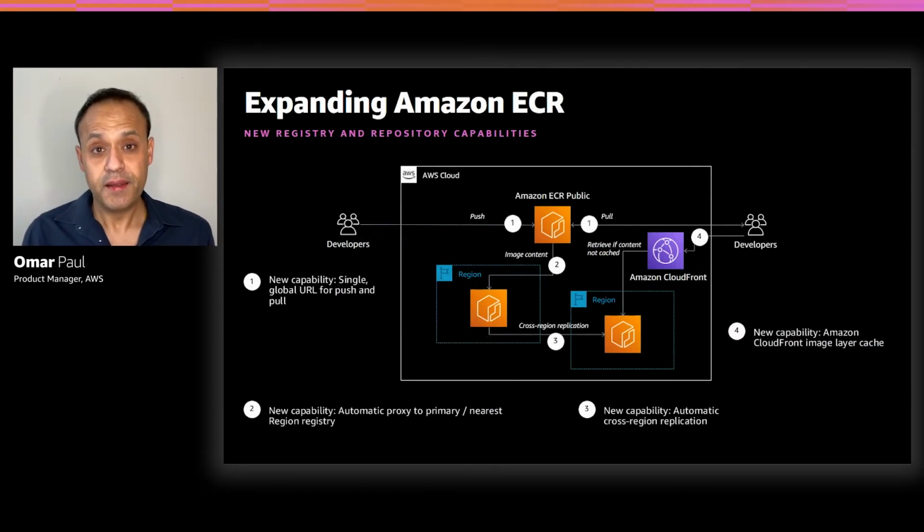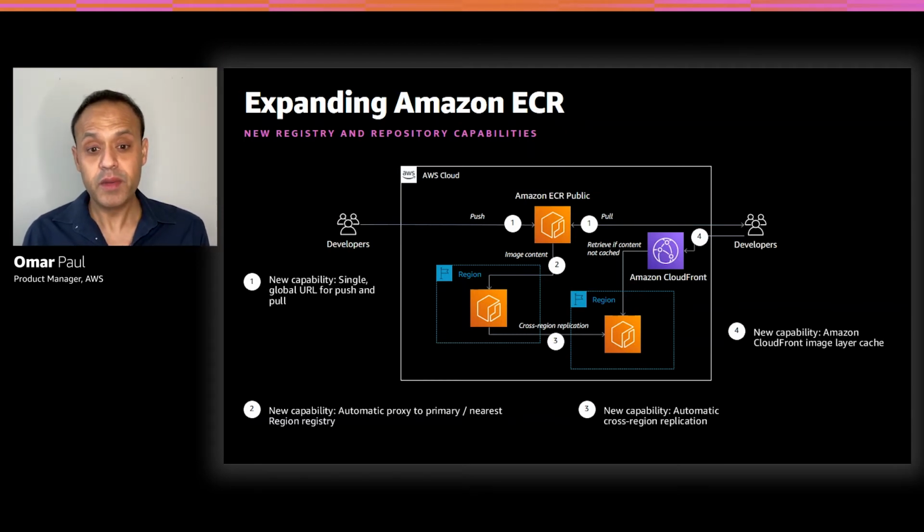To that end, I thought it useful to highlight some of the capabilities ECR Public is bringing to the AWS Container Registry. One, we created a new capability for a single simple URL, right? You push and pull, it's agnostic to AWS account or region, yet we'll use IAM when you push so you can manage control. We automatically proxy the push and pull calls to a region. We geo-replicate the images automatically for higher availability.